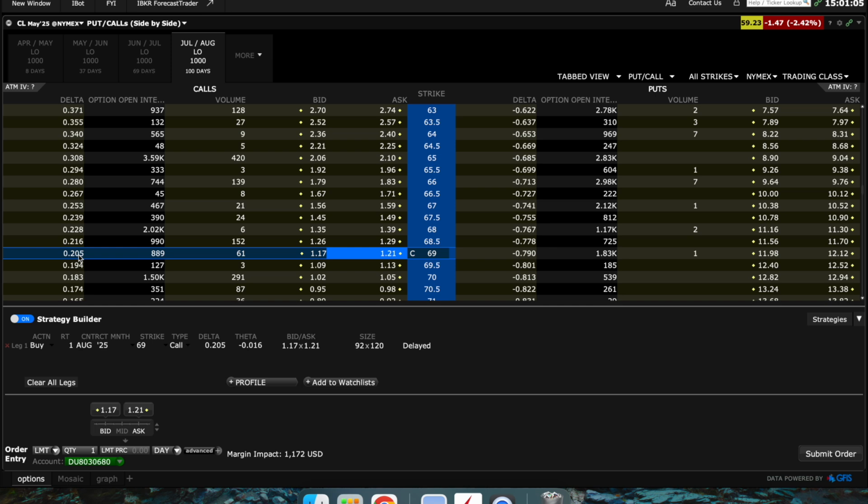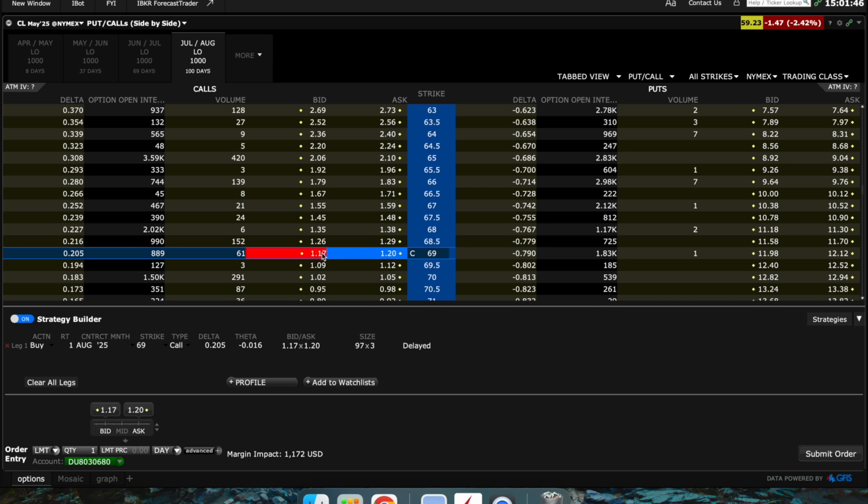What does it mean? This means that if the price of the future goes up by $1, which is from 59.27 to 60.27, this position will gain 20 cents. So this position will be worth not $1.20 but $1.40. Sorry, this is what it means. So it just means that for every $1 move of the underlying, this option will gain or lose 20 cents, if it makes sense. So it's basically the definition of delta.